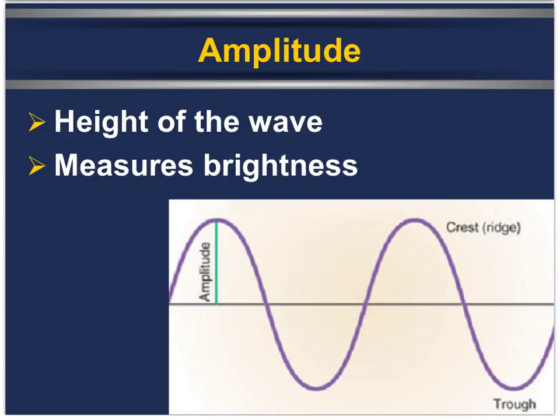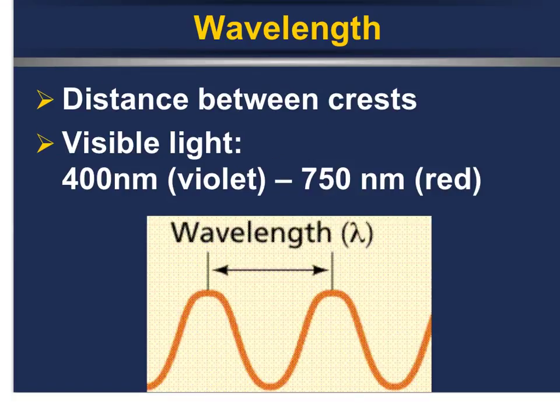So again, just a quick review. Amplitude is the height of the wave. It measures the brightness, or sometimes we'll call it the intensity of the light. Here's a much better drawing of the amplitude, and you can see this line bisecting the wave here. Notice it's called a crest here. Sometimes I hear it called a peak. Wavelength is the distance between the crests, or those peaks.